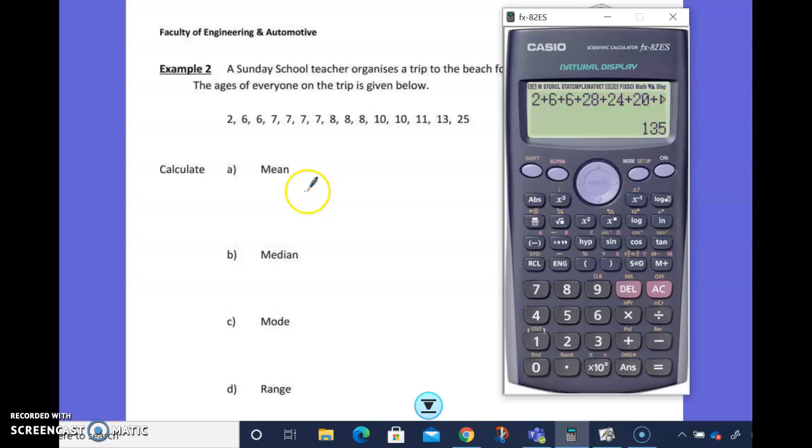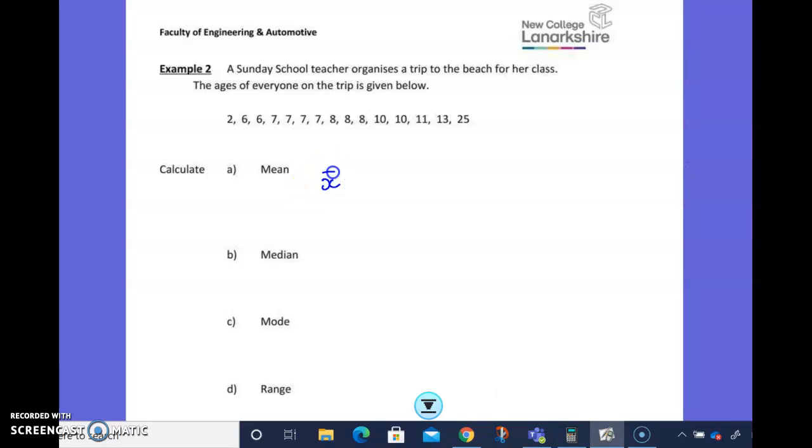We get 135. The symbol that we can use for the mean is x with a line above it, which is x bar. So we're going to do 135 divided by, does it tell us how many there are? No. 1, 2, 3, 4, 5, 6, 7, 8, 9, 10, 11, 12, 13, 14, 15.